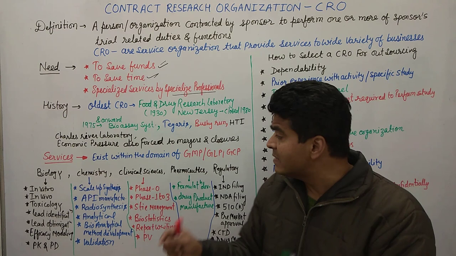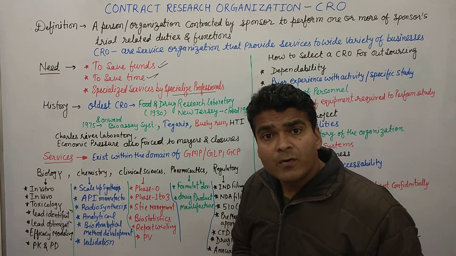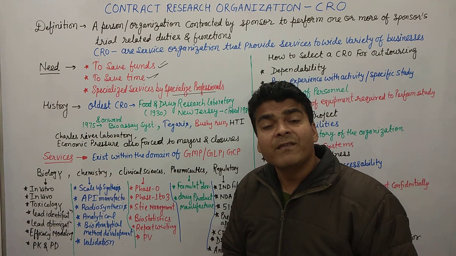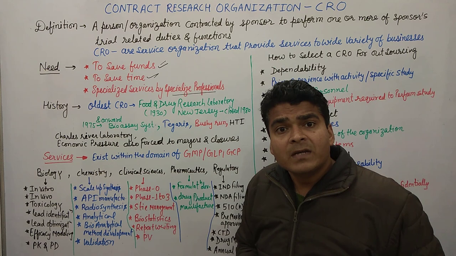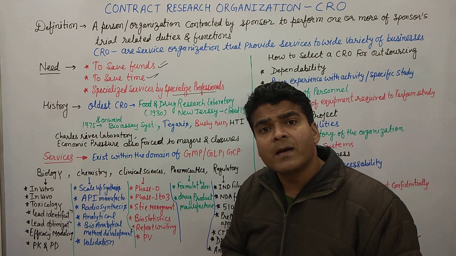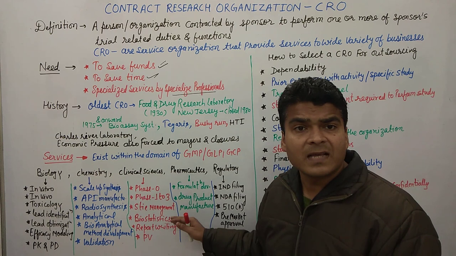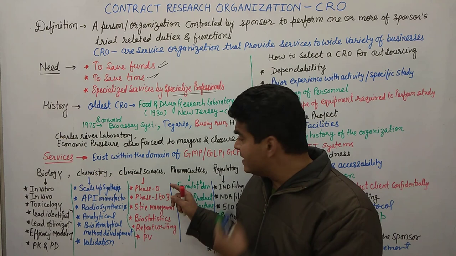And then biostatistics. As we all know, after collecting the whole data of the clinical trial, we require statistics to interpret the data. For this we require a biostatistician. Particularly, companies that are not specialized in this transfer their whole data to a company that has a biostatistician or has that specialization. So this is another task performed by the CRO. Then report writing of these clinical data. Clear everyone?